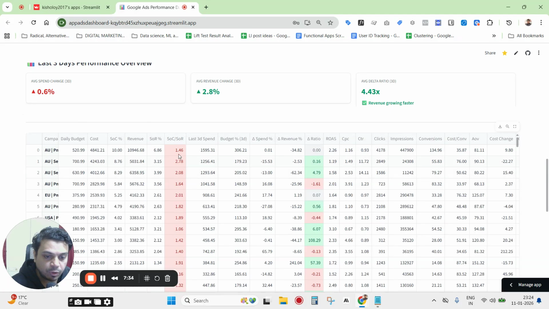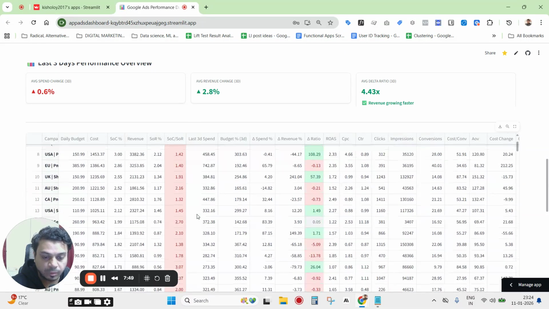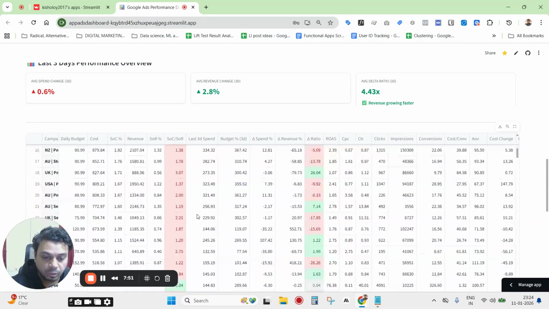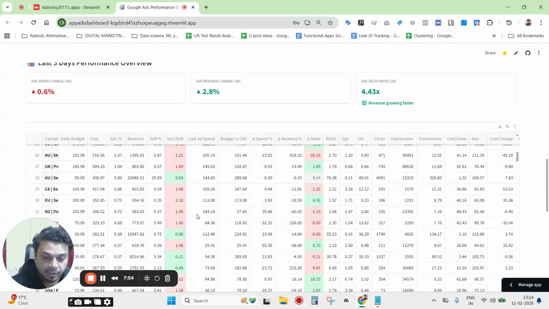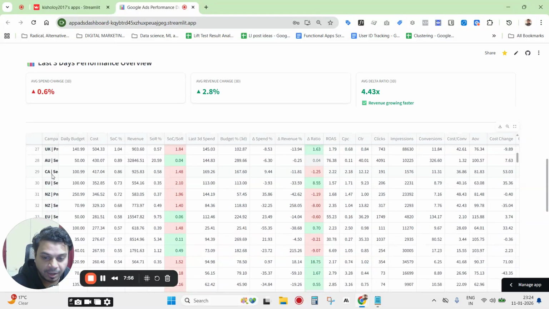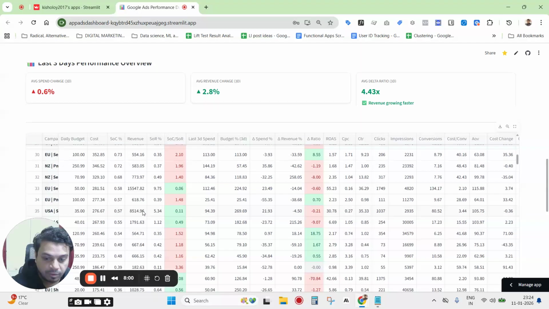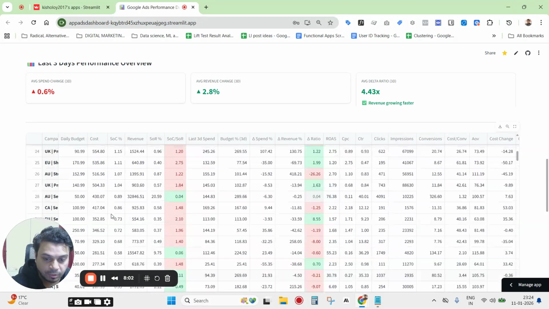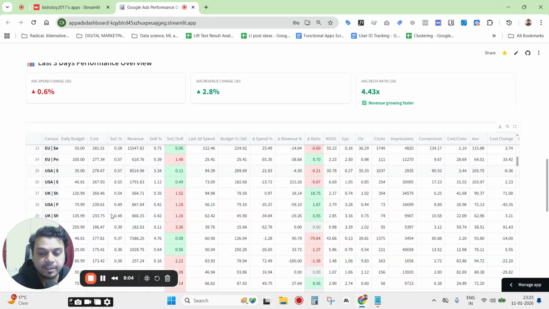So the share of cost by share of revenue is a ratio which ideally should always be less than one, because you would want more share of revenue than share of cost for a particular campaign. But you'll see that in most of these cases, that's actually not the case. It's well more than one, in some cases more than two, and even three. And surprisingly, the only ones which are green right now are the brand campaigns. All of these, in different markets, EU, USA, and Australia, correspondingly, are the brand campaigns.